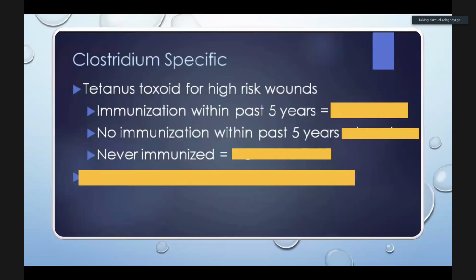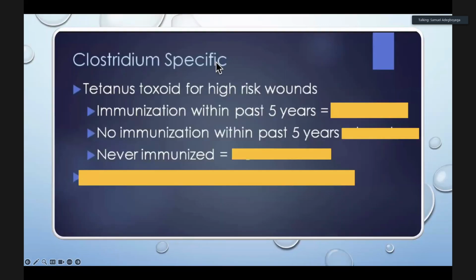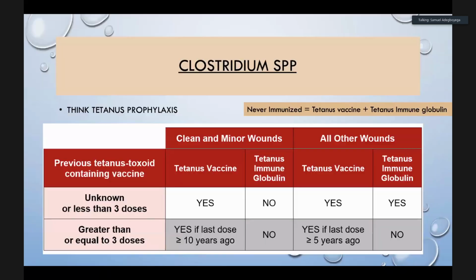Quick question. Let's see who's going to get this right. If you have a patient with a high-risk wound, do you think that's under clean or under other wounds? Other wounds. Exactly. So high-risk wounds are under other wounds. They're saying right here, immunization within the past 5 years. They're immunized within the past 5 years. What do you want to do for this patient? Nothing.